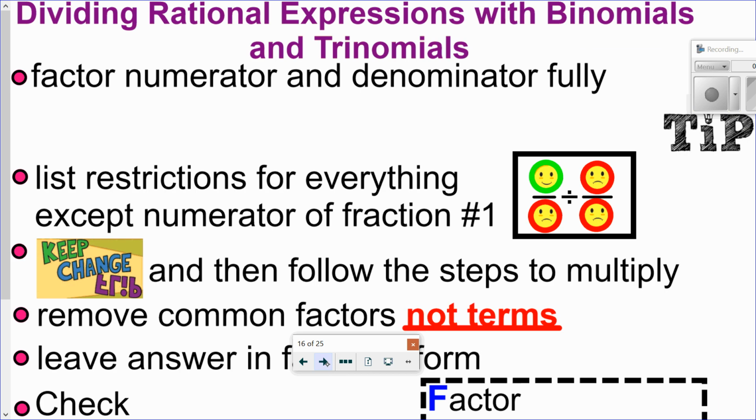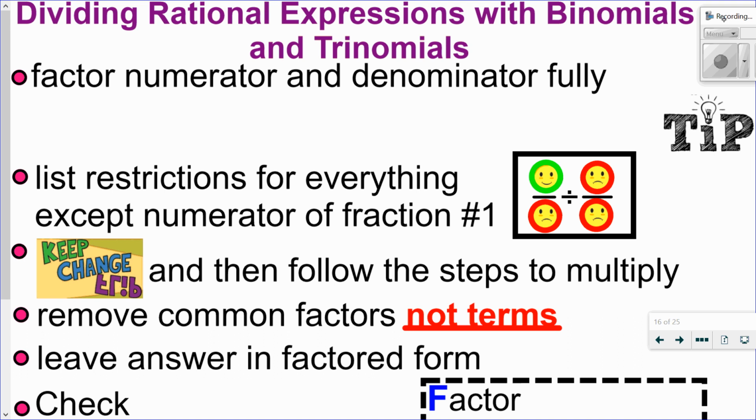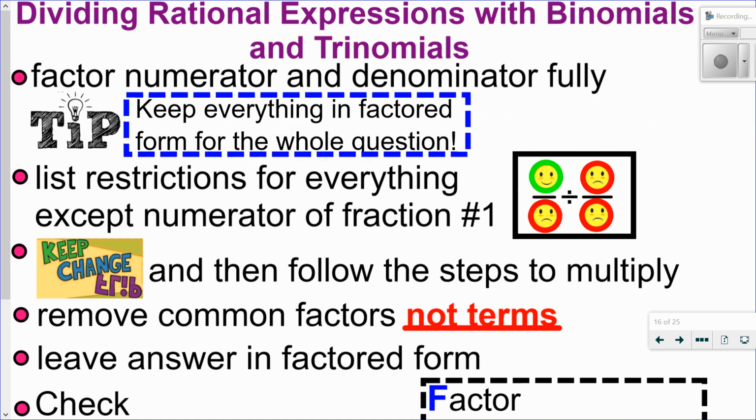Okay, let's look at how we divide expressions that have binomials and trinomials. So just like multiplication, factor the numerator and denominator fully. That's really the key to all of these questions. I want you to keep everything in factored form for the whole question. List restrictions for everything except for the numerator of fraction 1. It's okay if that one's 0, but the 0 can't be in any of those red spots.